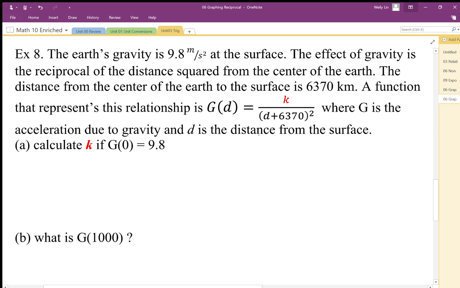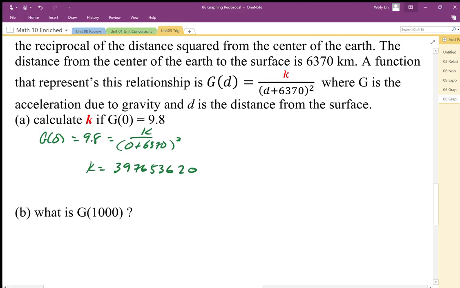So we can calculate k by substituting in g of 0 equals 9.8. So g of 0 is equal to 9.8. That means that we have k over 0 plus 6370 squared. Solving for k then, we end up with 6370 squared times 9.8, and so the k value works out to be 3976,536,20.